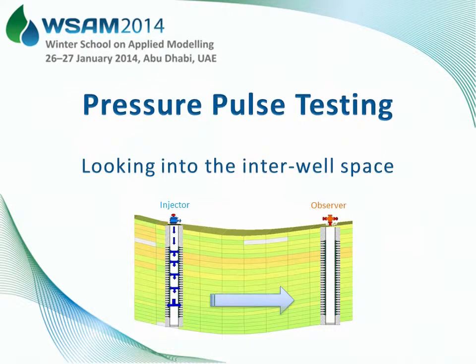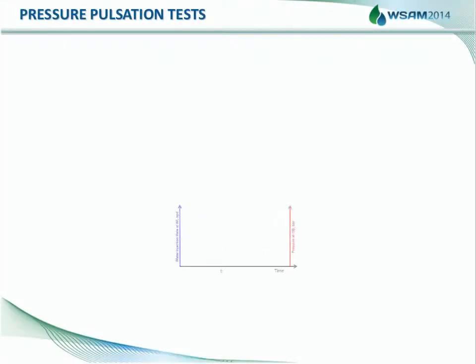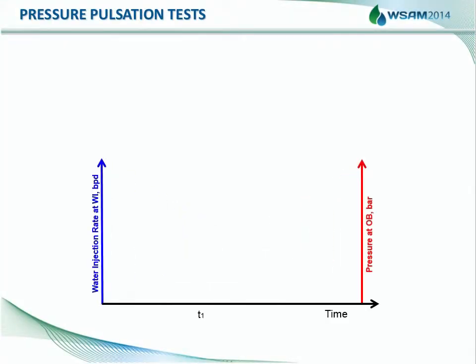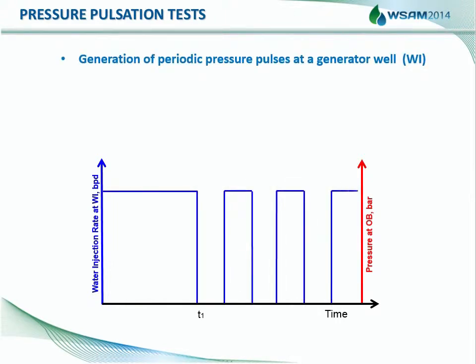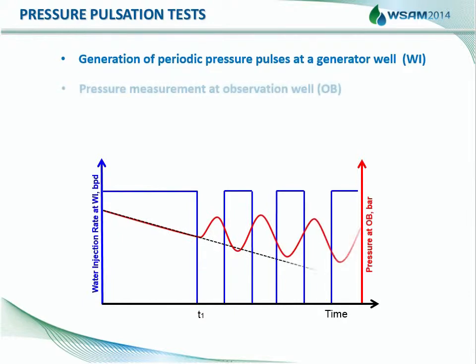Pressure pulse testing. Pressure pulse testing is performed to analyze the interval space using two or more wells. Pressure pulse testing consists of a series of rectangular pressure pulses of equal amplitude and duration created by alternating injections and shut-ins. Pressure variation caused by the pulses is measured in an observation well.